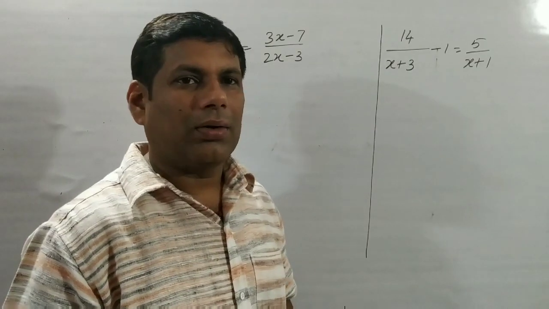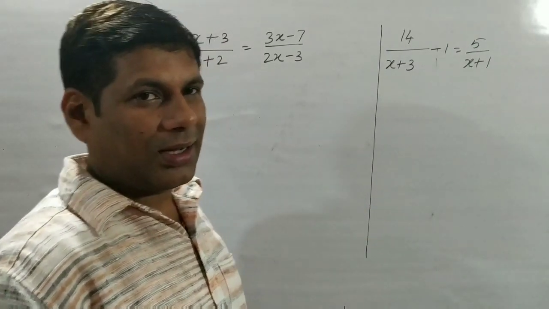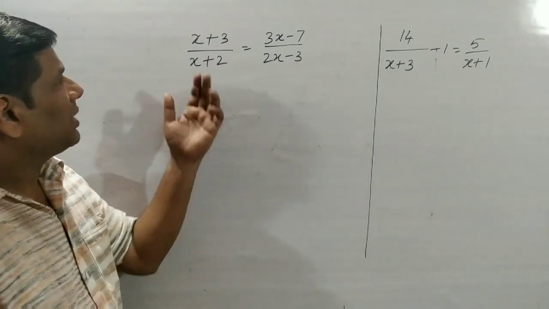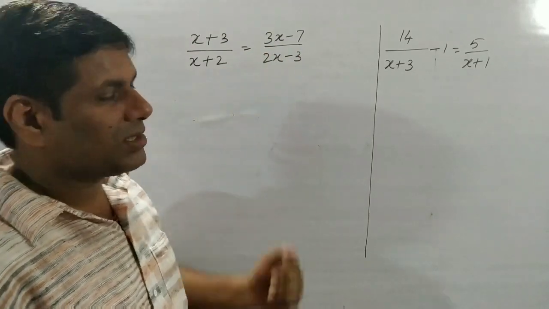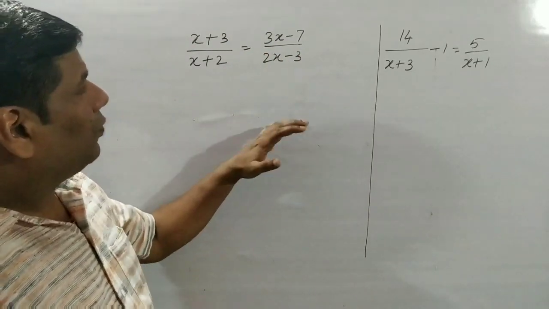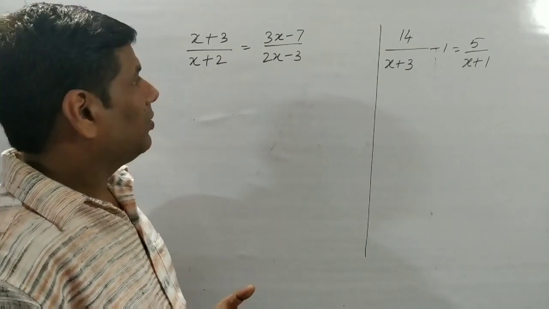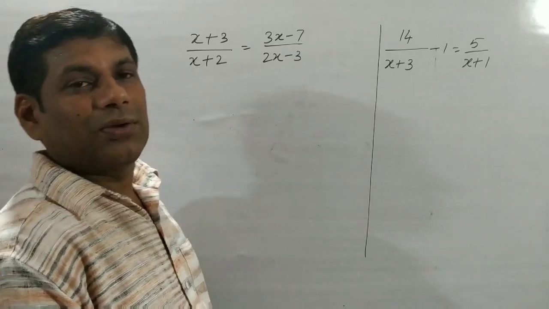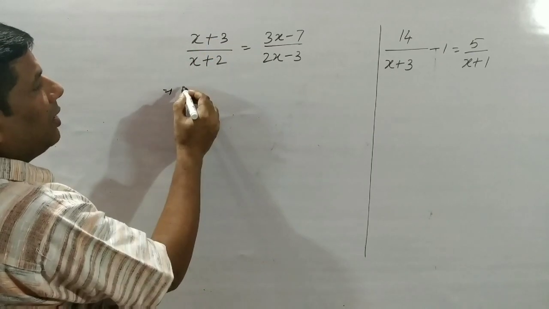See how we can solve some questions by the middle term factorization method. Let us start with one of these questions: x plus 3 by x plus 2 equals 3x minus 7 by 2x minus 3. First we will cross multiply, and then it will be converted into the form ax square plus bx plus c equals 0. How? Let us see.